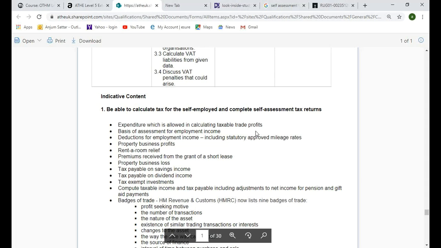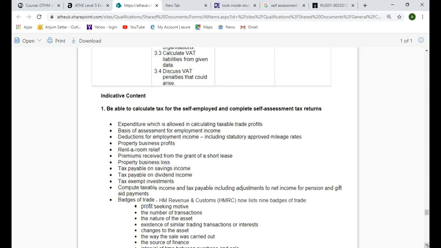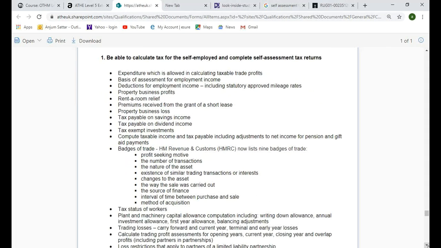Okay, so deduction of self-employment income, we need to look at the mileage rate, and the property, profit on business properties, rent-a-room relief. There are a lot of changes happening in the UK that are going to happen from the 1st of April, this financial year, which is when our year starts. Taxable savings income, dividends, exempt investments, which we will discuss.